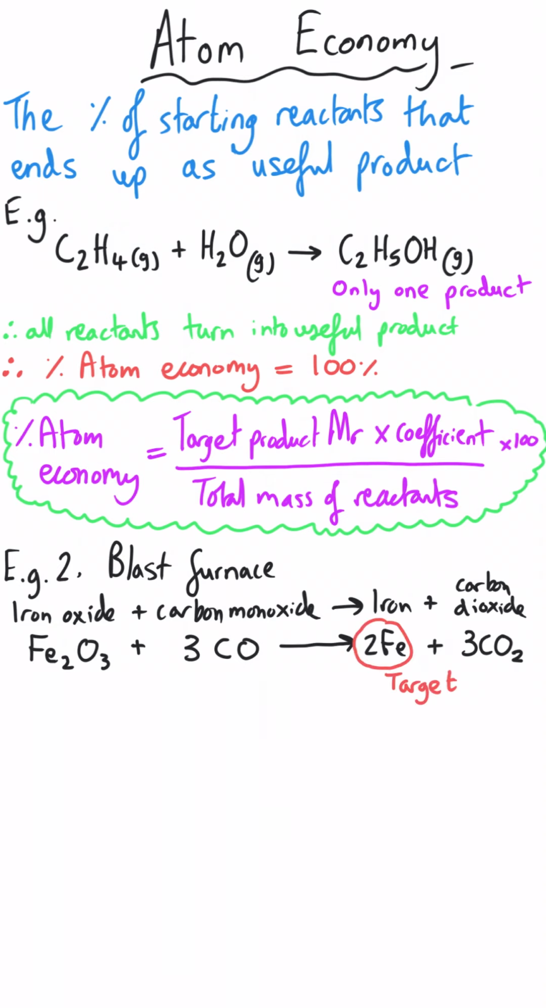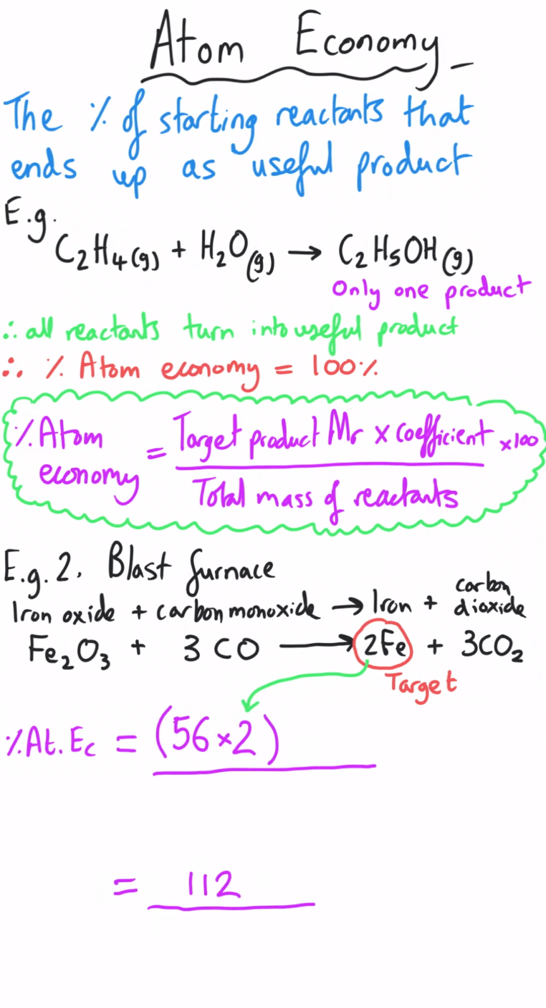So our calculation is that the percentage atom economy is equal to the relative atomic mass of the iron, which is 56, which we need to multiply by 2 because of the coefficient, the multiplier that is present in the equation. So that gives us 112 on the top. Then we need to factor in the total mass of the reactants. So obviously we've got iron oxide, that is one of the reactants.